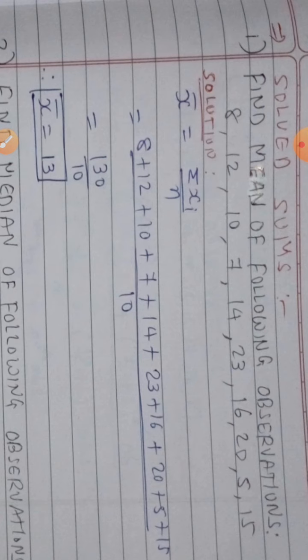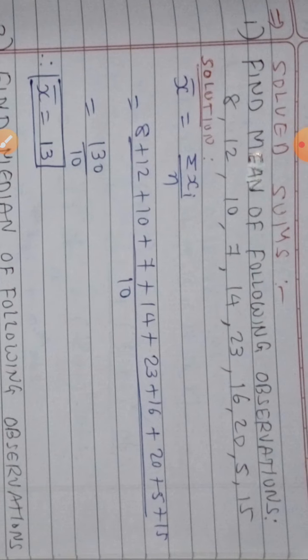So sigma xi means the sum of all observations. So I just make the total of all observations. You have to show all the numbers, and then only write the real total. So 130 divided by 10, the zeros cancel out, so 13 is our answer. So x bar equal to 13 means the mean is 13.